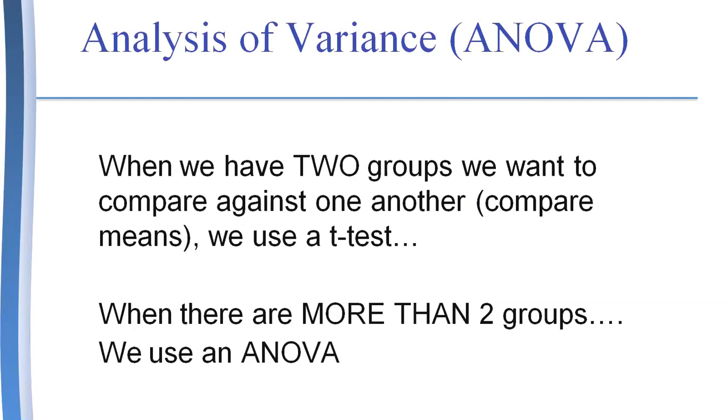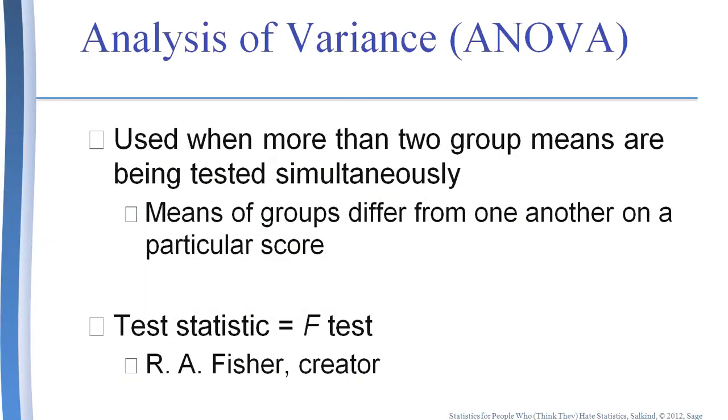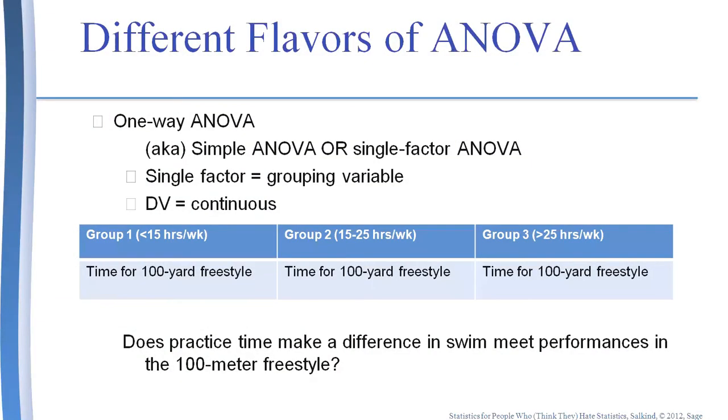And we can go to ANOVAs. So remember that for ANOVAs, this is when we have two groups or more that we want to compare, right? So when we have two groups that we want to compare, we use a t-test. When we have more than two groups, we use an ANOVA. We test them simultaneously. And we want to see whether or not the means of the groups differ from one another on a particular score, right? It's also called an F-test, and so it's depicted by the uppercase italicized F, and that's for the guy Fisher who created the ANOVA.